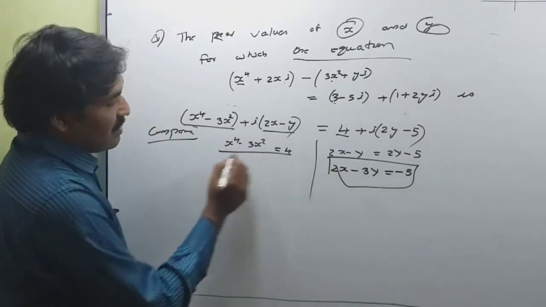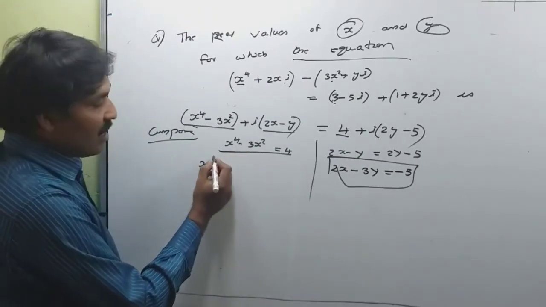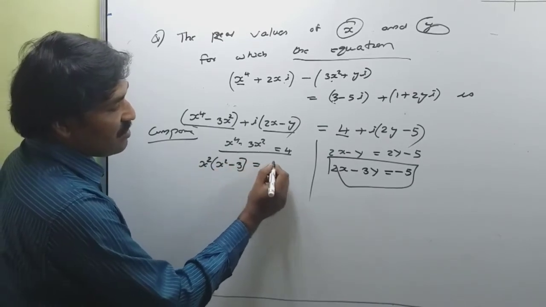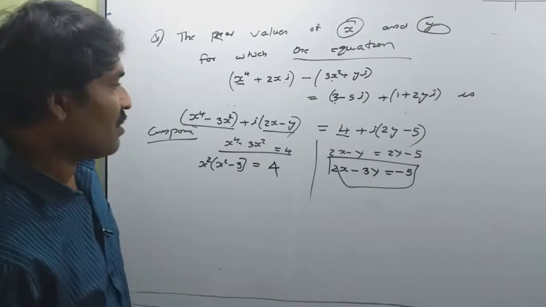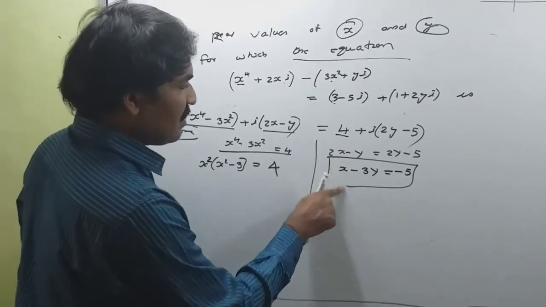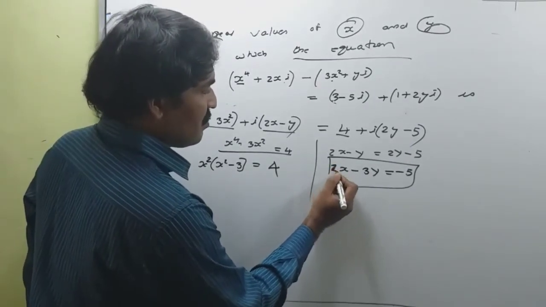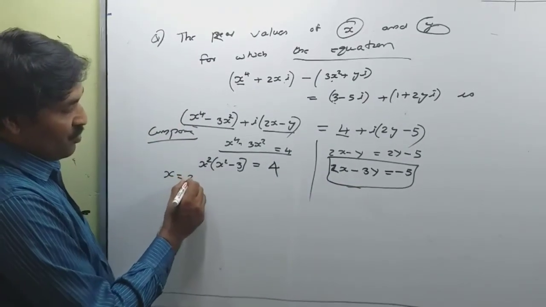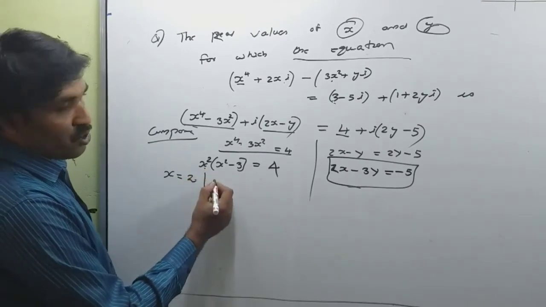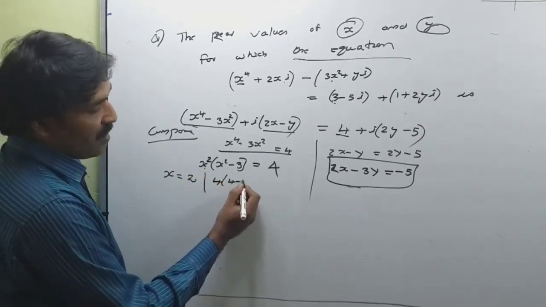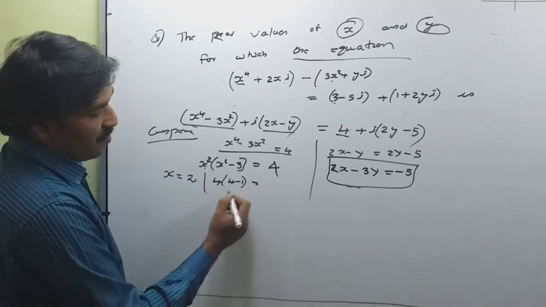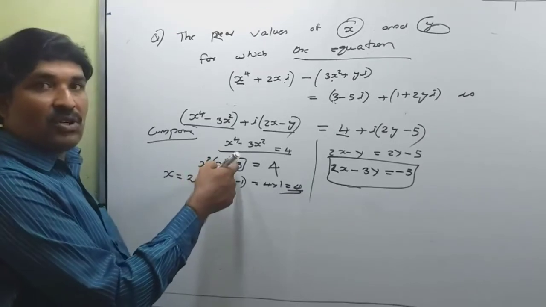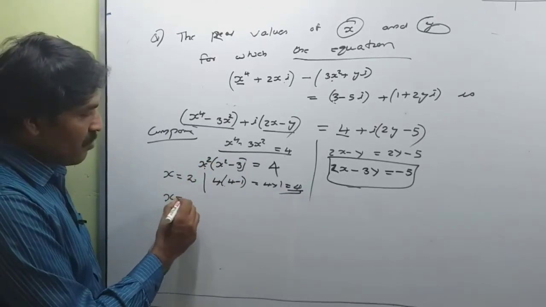We can write this as, x square taken common, x square into x square minus 3 is equal to 4. Here 2x minus 3y is equal to minus 5. Now when x is equal to 2, this becomes 2 square, that is 4, into 4 minus 3, that is equal to 4 into 1, which is equal to 4. So x is equal to 2 is a solution to this equation. Now x is equal to minus 2.